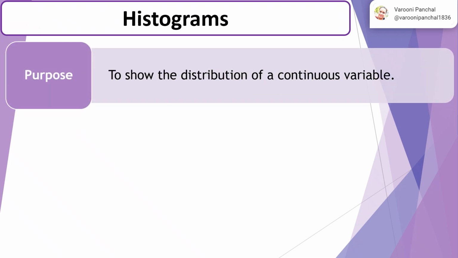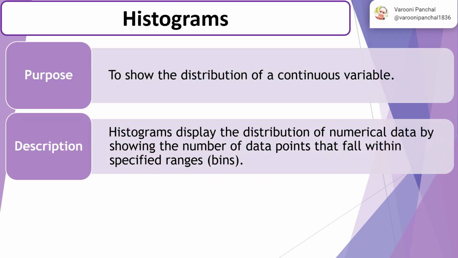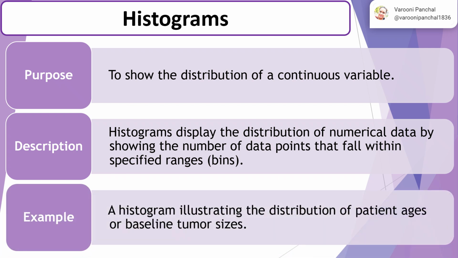Histograms. Purpose: to show the distribution of a continuous variable. Description: histograms display the distribution of numerical data by showing the number of data points that fall within specified ranges, that is bins. Example: a histogram illustrating the distribution of patient ages or baseline tumor sizes.